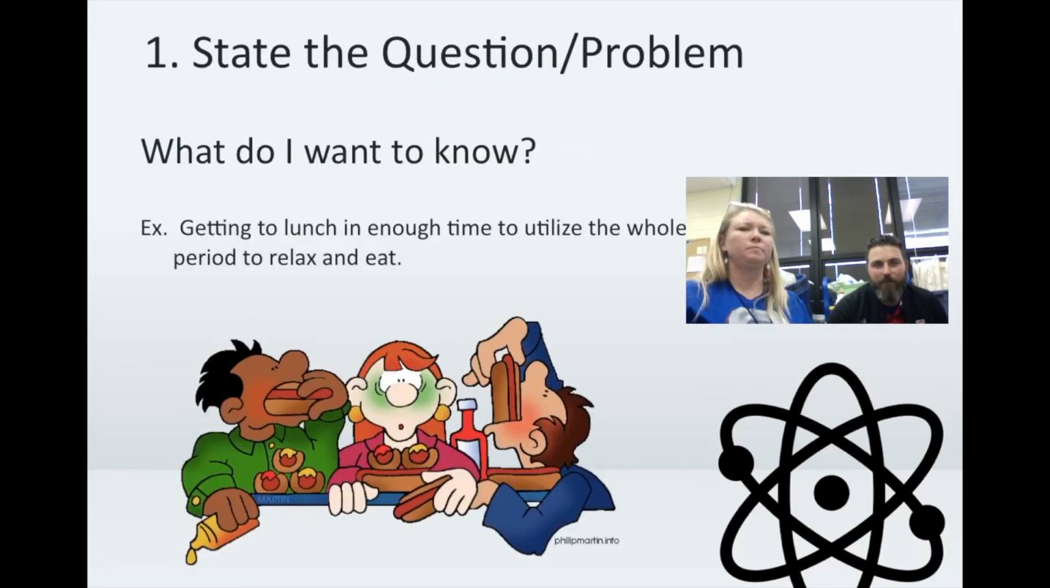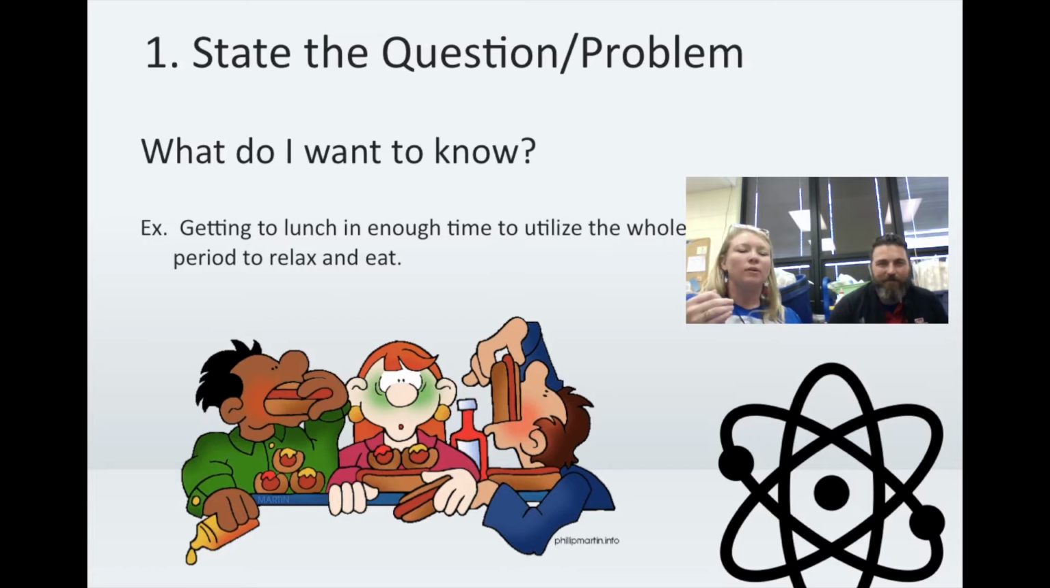So first one, state the problem or the question. This is the stuff that it's like, what do I want to know? So I got a good example here. Of course everyone's favorite subject in school is lunch, right? Absolutely. I mean, everyone loves the time to sit there and just relax and not think about work.